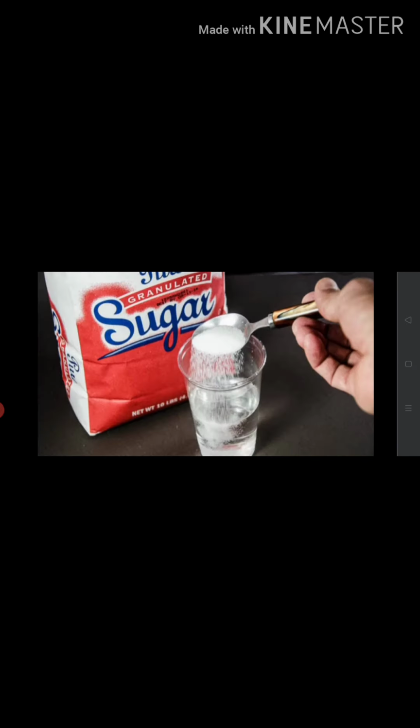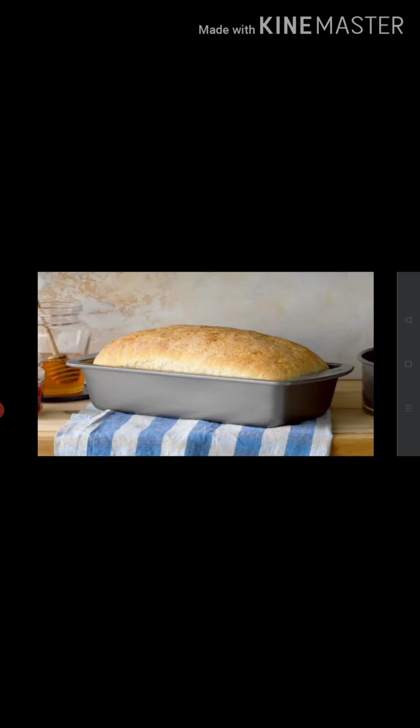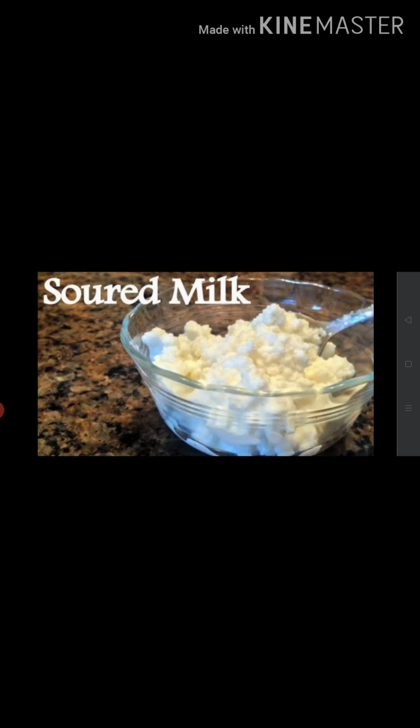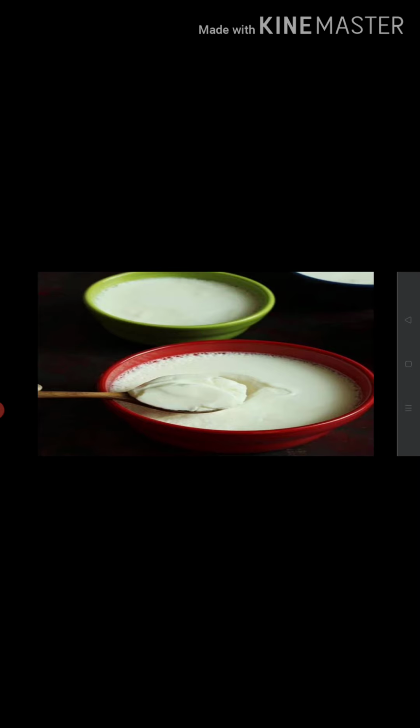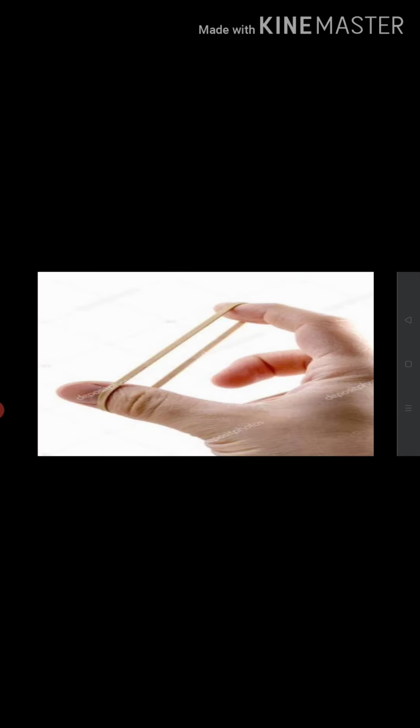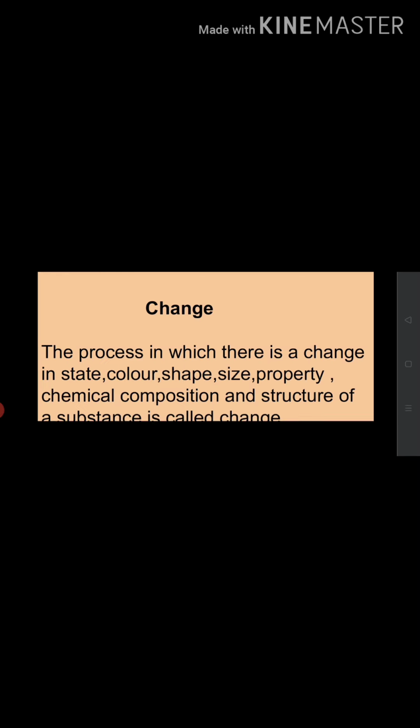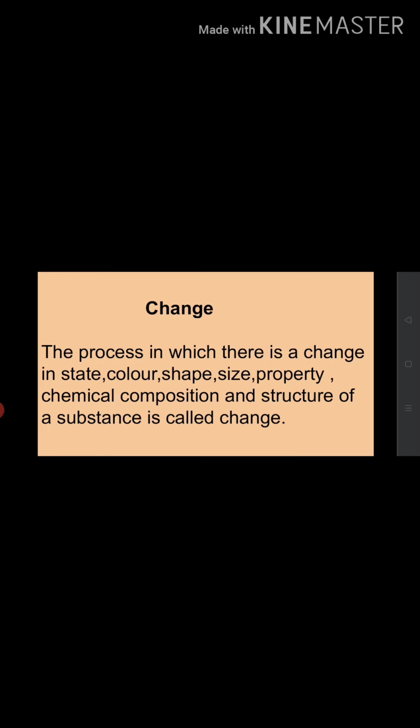Making a sugar solution, making bread from dough, souring of milk, setting curd from milk, stretched rubber band. These all represent a change. Then what is change? The process in which there is a change in state, color, shape, size, property, chemical composition and structure of a substance is called change.